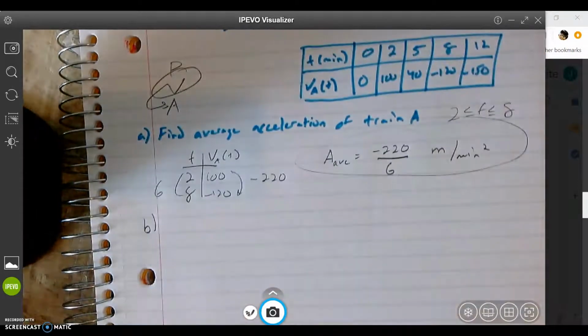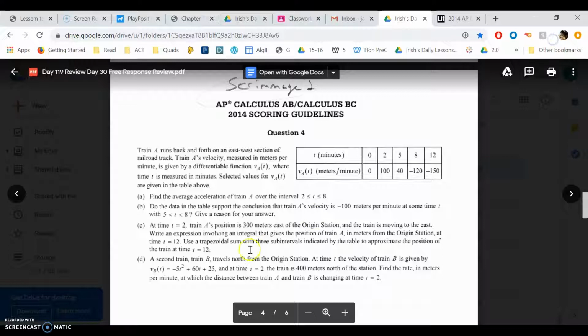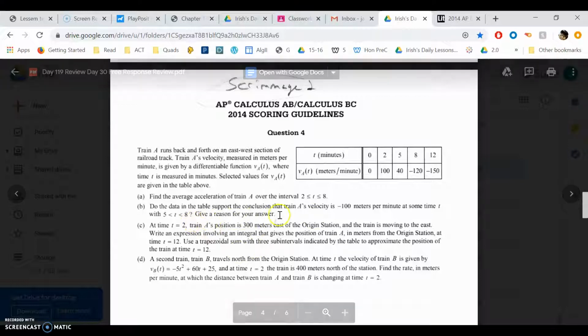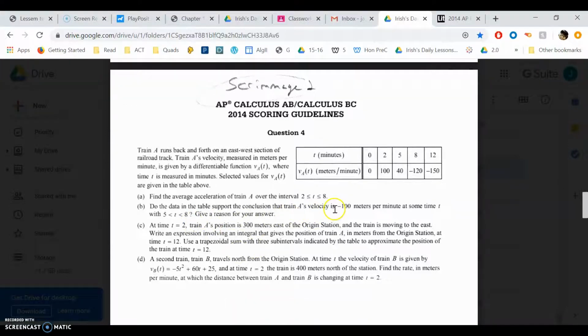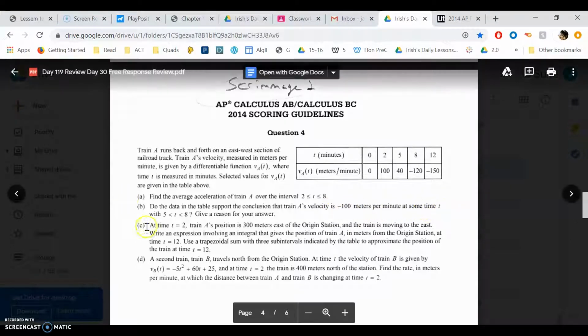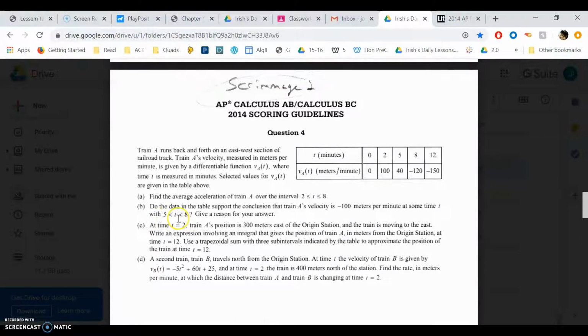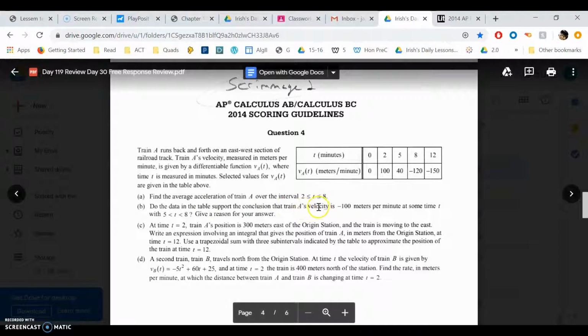What is B? Let's look and see what it says. Do the data in the table support the conclusion that train A's velocity is negative 100 meters per minute at some time t with 5 less than t less than 8? Give a reason for your answer. Okay, so we need to write a proof. This is either going to be IVT or MVT. This is where it kind of tries to trick you, because this is velocity.